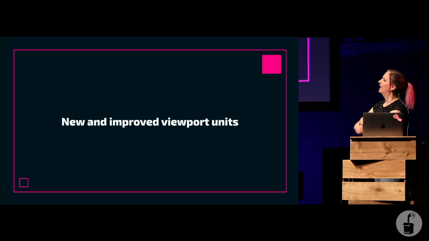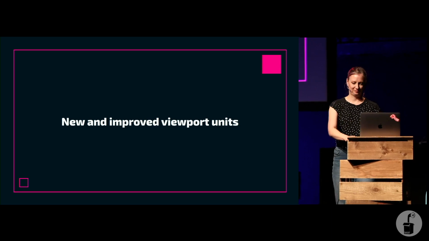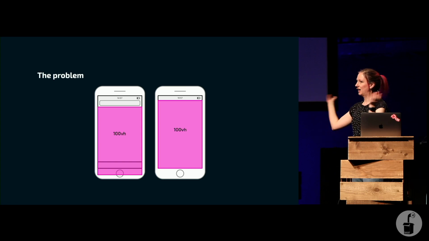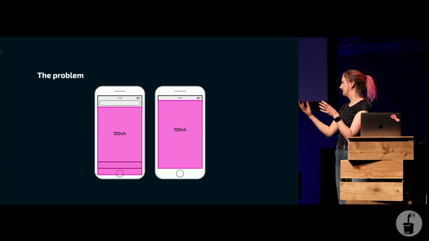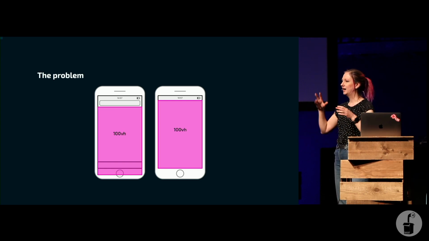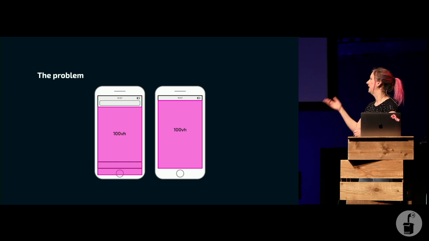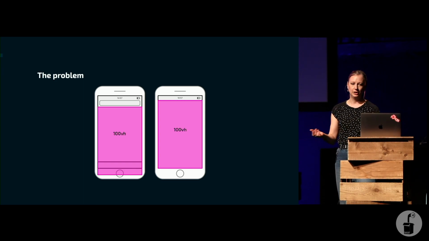Now we also have some new and improved viewport units to play with. Hopefully we all agree that viewport units are awesome. I use them all the time. And for a while in CSS, we've been able to size things relative to the height or width of the viewport, using VW, viewport width, VH, viewport height, and then VMin and VMax, which resolve to the smaller or the larger of the two.